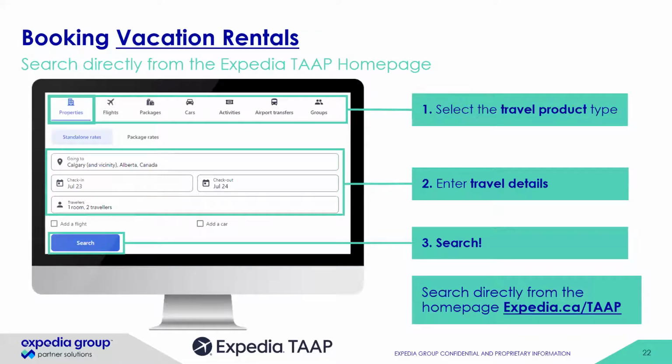Okay, so let's talk a little bit about how to find vacation rentals. It's very similar to any other property booking. After logging into the Expedia TAAP platform at expedia.ca/TAAP, your homepage will look similar to this. From here, you'll start a search by selecting the hotel icon from the travel products at the top there. Insert your travel details, and then you'll click search.